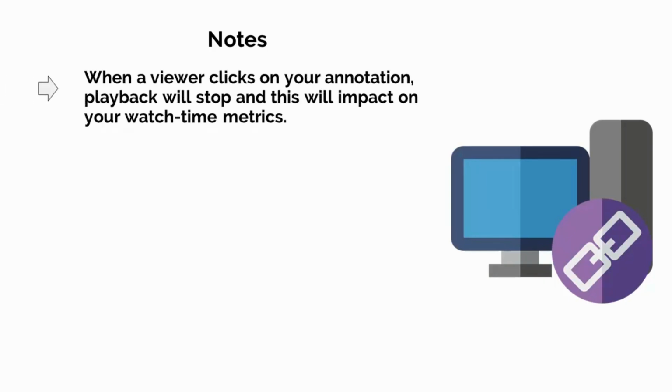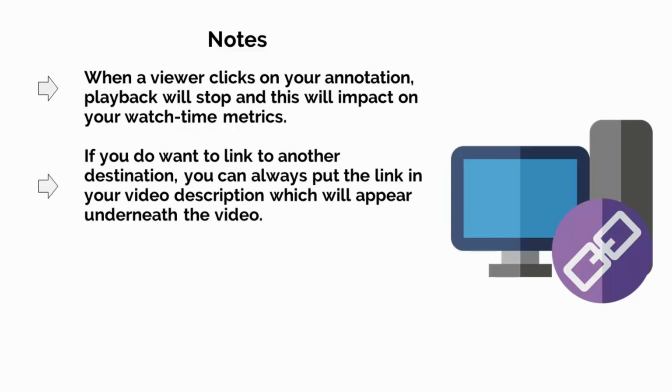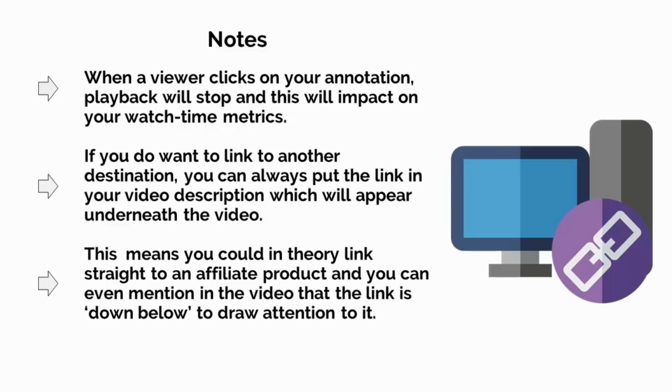A few notes here. First of all, when a viewer clicks on your annotation, playback will stop and this will impact your watch time metrics. Note too, if you do want to link to another destination, you can always put the link in your video description, which will appear underneath the video. This means you could, in theory, link straight to an affiliate product, and you can even mention in the video that the link is down below to draw attention to it. There are tons of options here.